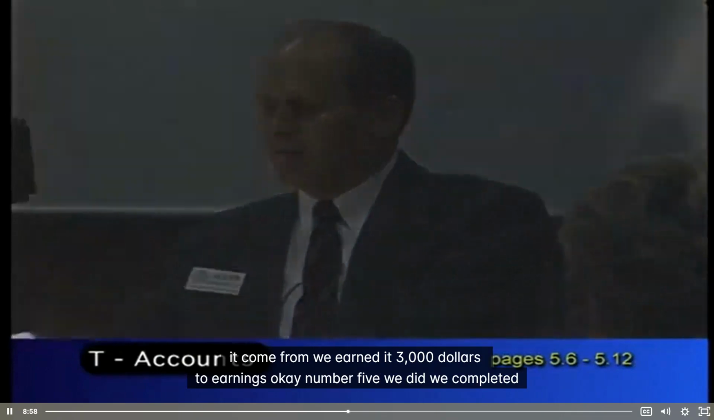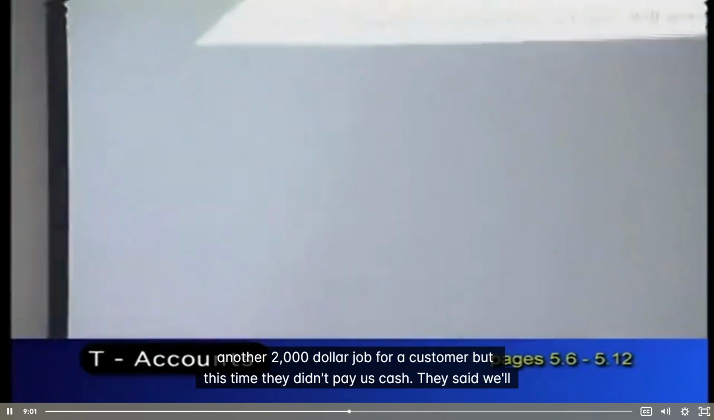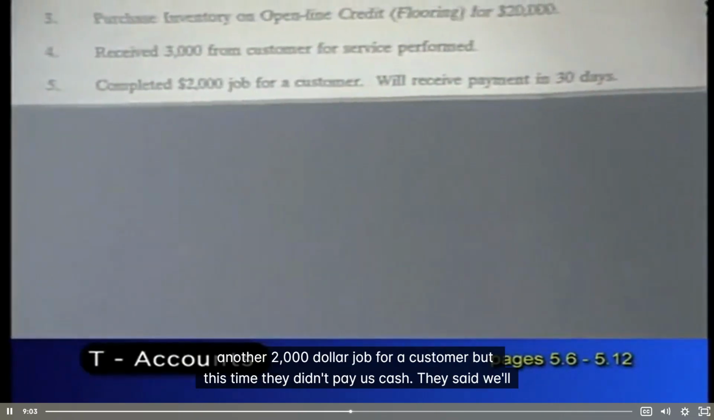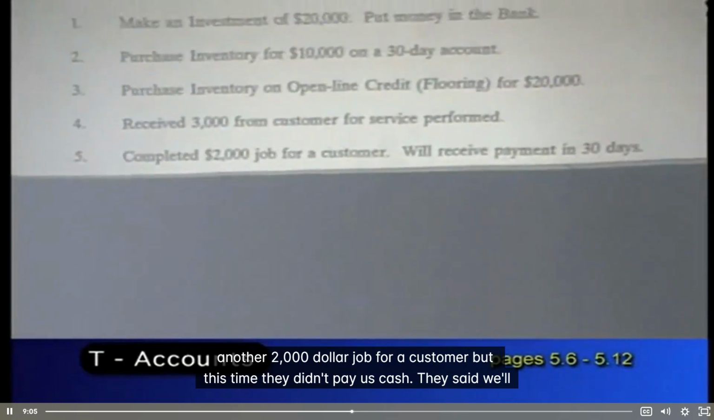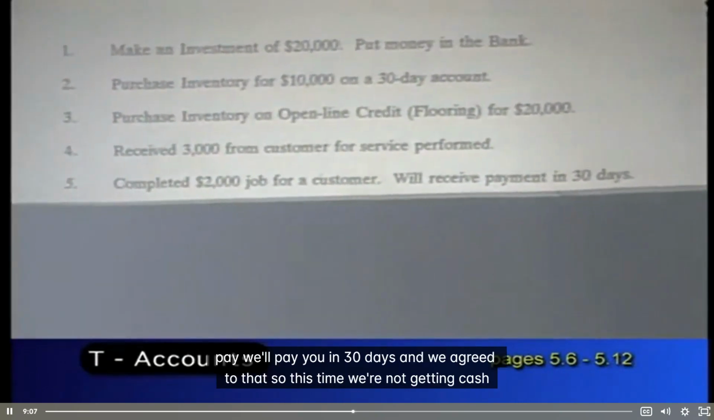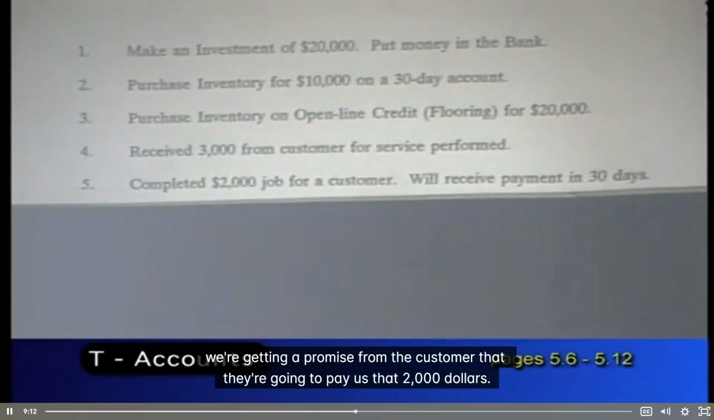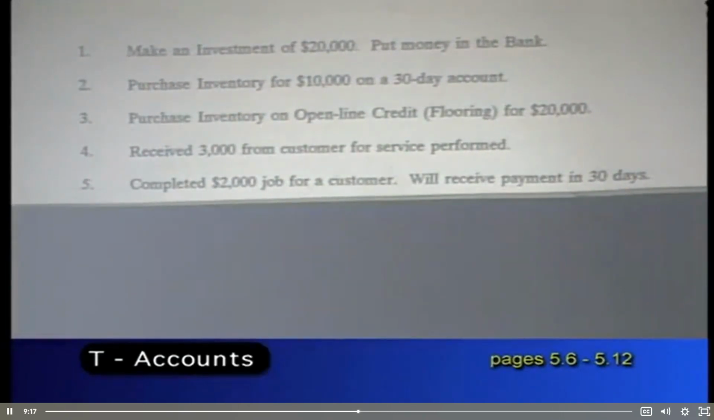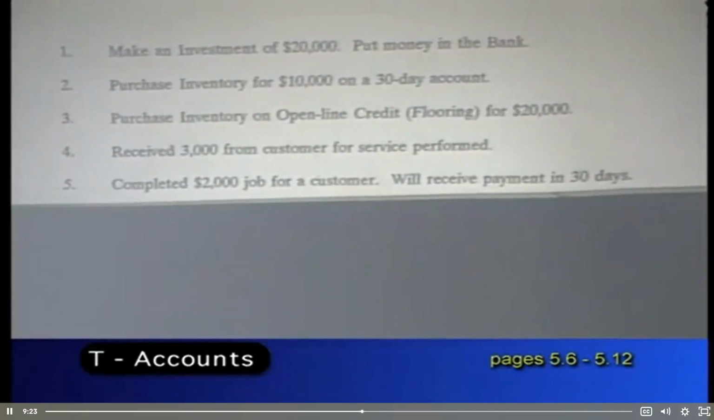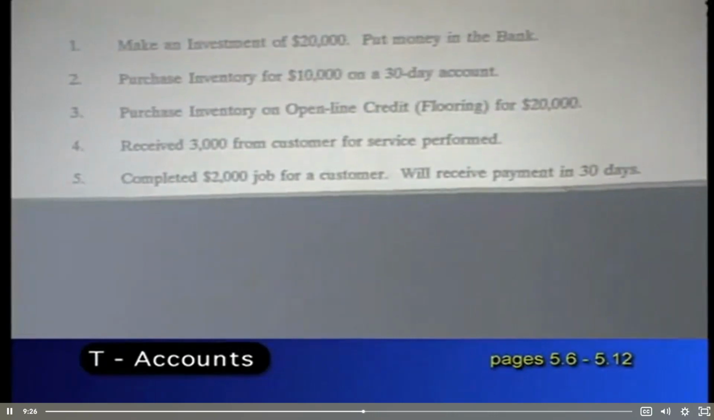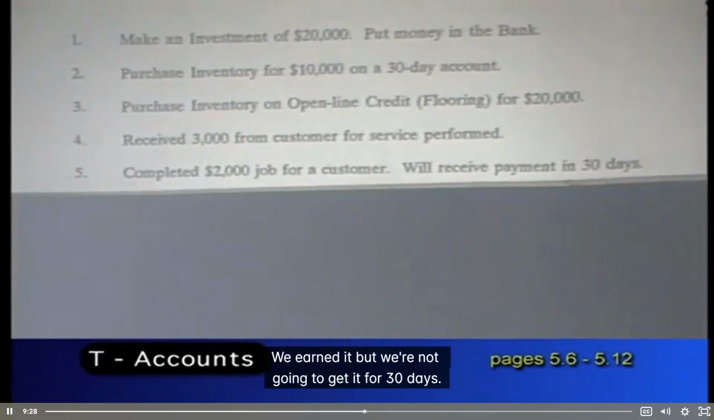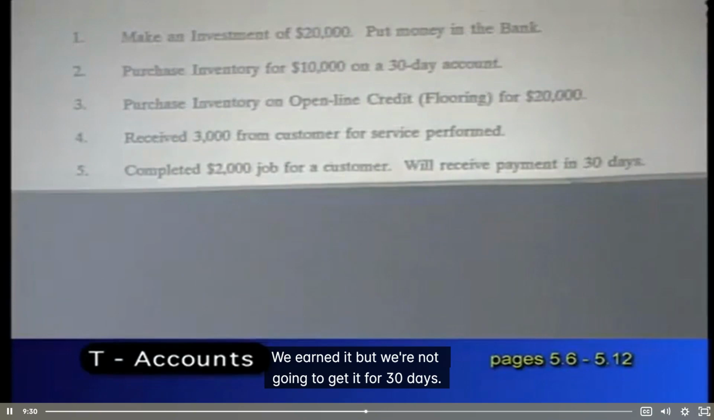Okay? Number 5. We completed another $2,000 job for a customer, but this time they didn't pay us cash. They said, we'll pay you in 30 days, and we agreed to that. So this time we're not getting cash, we're getting a promise from the customer that they're going to pay us that $2,000. We earned it, but we're not going to get it for 30 days.